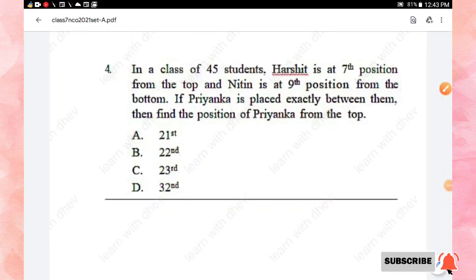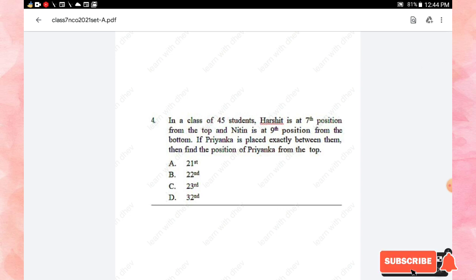Question number 4. In a class of 45 students, Harshit is at 7th position from the top and Nitin is at 9th position from the bottom. If Priyanka is placed exactly between them, then find the position of Priyanka from the top. So now we'll draw the diagram. In a class of 45 students, Harshit is 7th from the top. Suppose this is the position of Harshit, which means there will be 6 students before Harshit, and we'll take the count of Harshit as 1 here. Right? Then Nitin is at 9th position from the bottom.